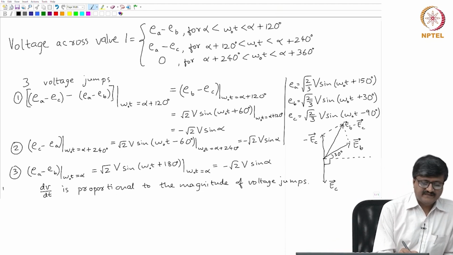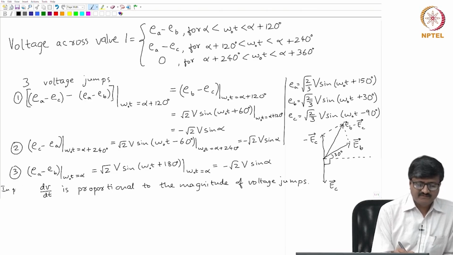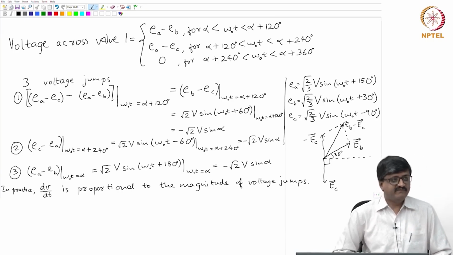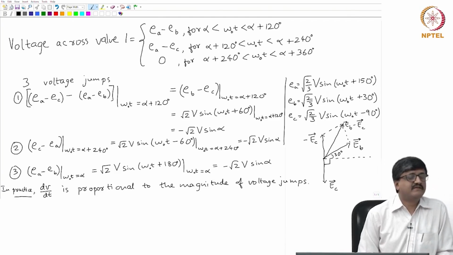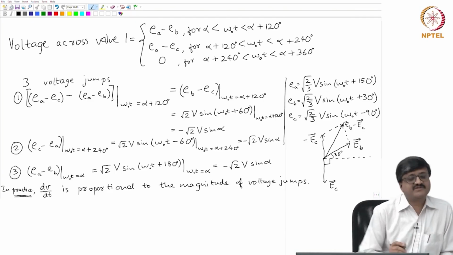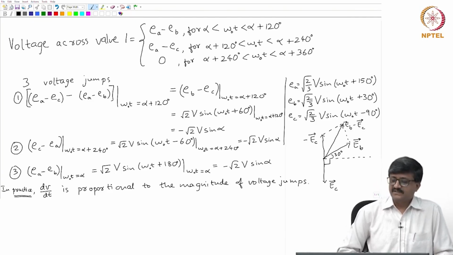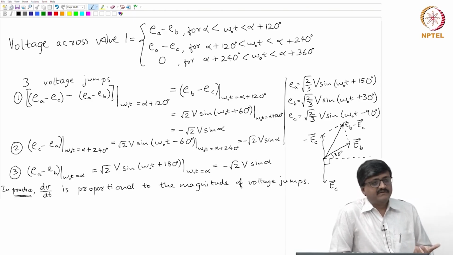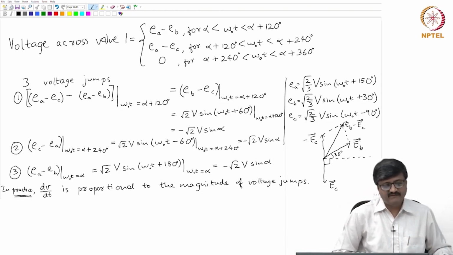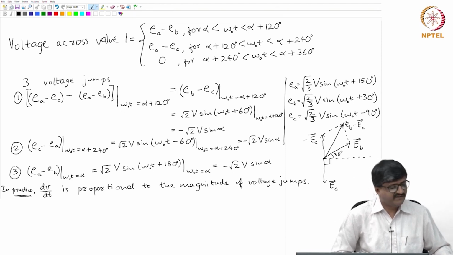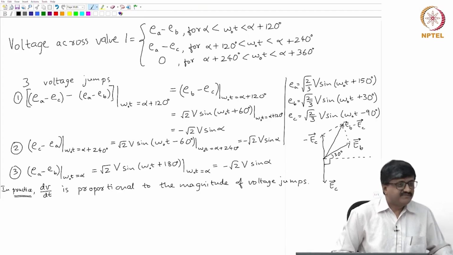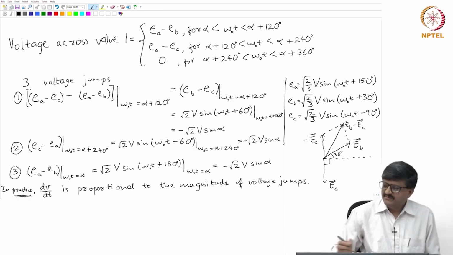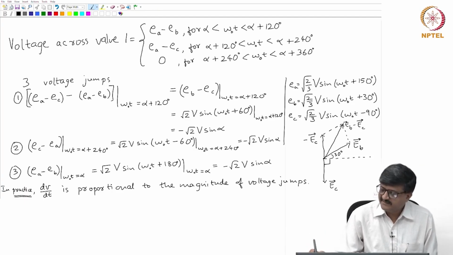Now, it has to be noted that if I just assume an ideal device, dV by dt will be infinity. So, in practice I am not ignoring the time taken to go from on state to off state or off state to on state. The magnitude of voltage jumps gives me some idea of what dV by dt will be, so that the valve can be rated for dV by dt. Okay. Now, we will look at the other columns of the table that we have written and try to get some more quantities. If this is clear, I will move on to the next quantity of interest.